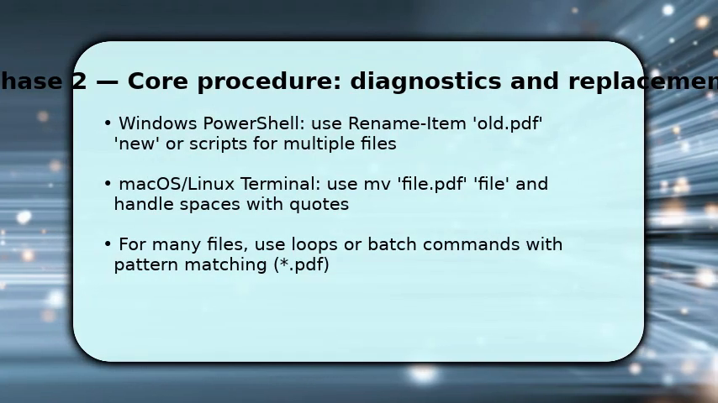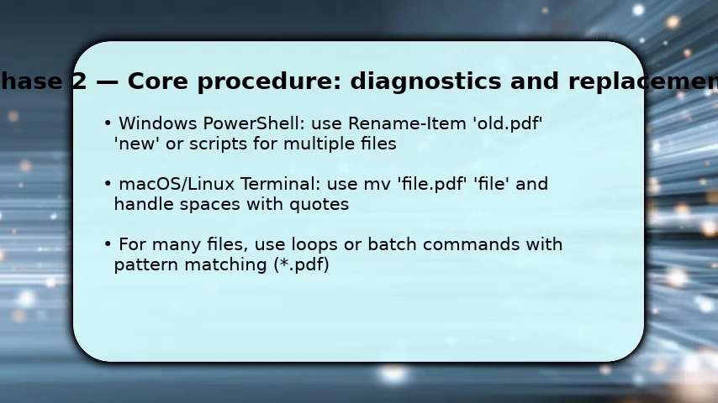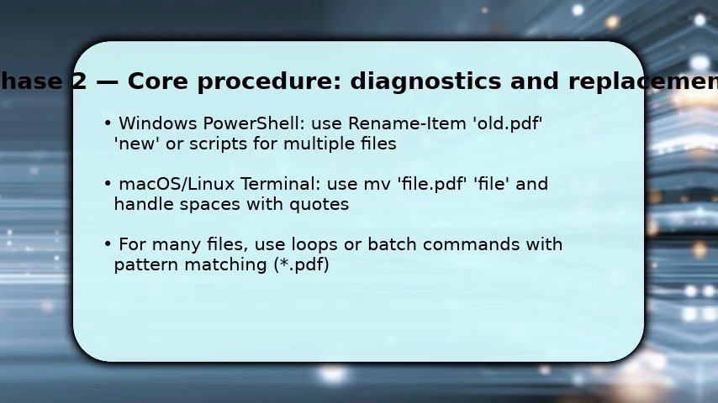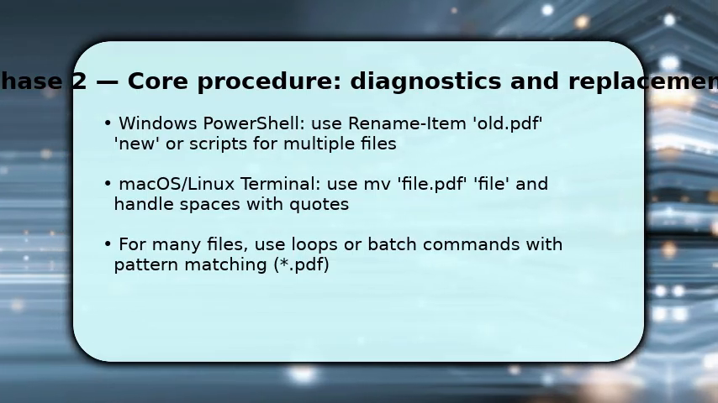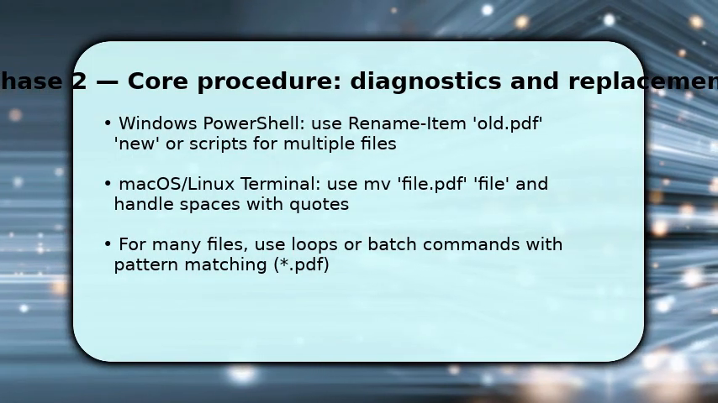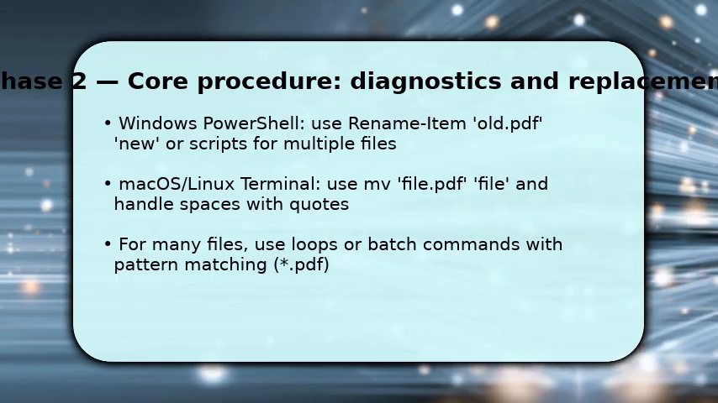You can continue with the command line for power and scale. On Windows PowerShell, use Rename-Item document.pdf document, or a loop to remove PDF from many files. On macOS or Linux, use mv file.pdf file, always quote names with spaces.